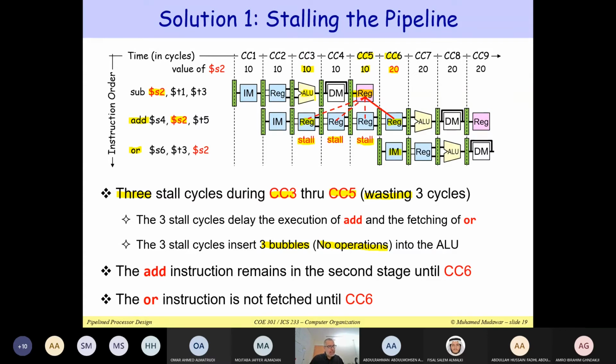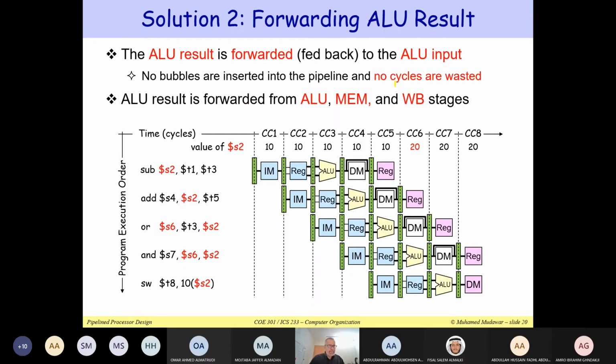So the observation is somebody will observe that, okay, when do we have this new result, this 20? This 20 is computed by the ALU. It's at the output of the ALU at the end of clock cycle number 3. Okay, so why wait until clock cycle number 6 to read the value 20 from the register file? So the idea is called forwarding the ALU result. Forwarding is a much better solution than stalling the pipeline.